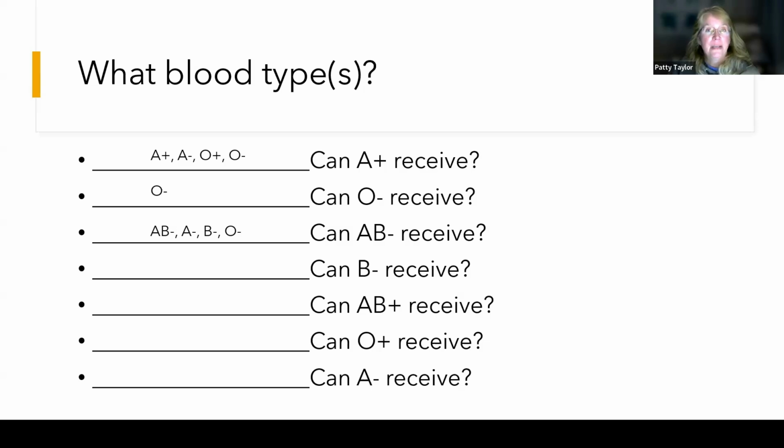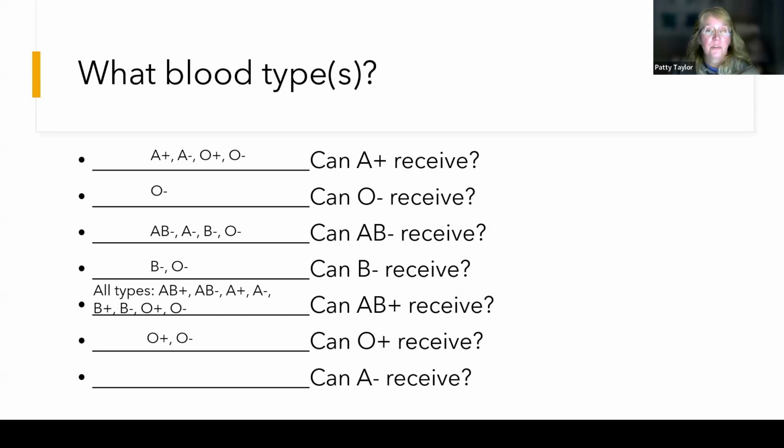What did you get for B negative? B negative can receive B negative and O negative. What about AB positive? Well, this one can receive all types. So would you consider this the universal recipient or is it the universal donor? Since it can receive everything, it's the universal recipient.